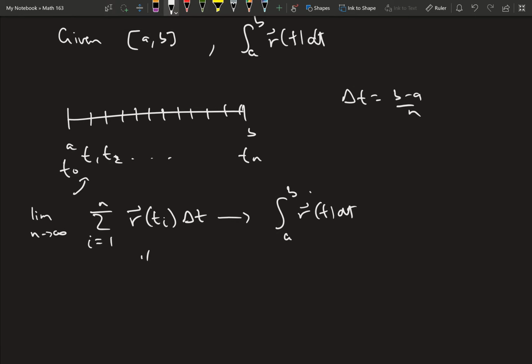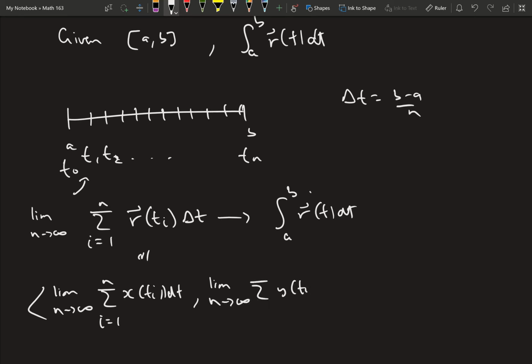But if you deconstruct this, essentially this is just happening in each component. This is the limit as n goes to infinity of the summation of x of t i times delta t. Apologies, this also should be delta t. Similarly for the y component, i equals 1 to n, and similarly for the z component.